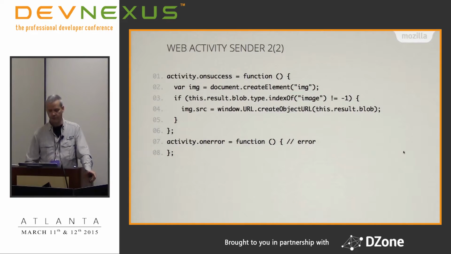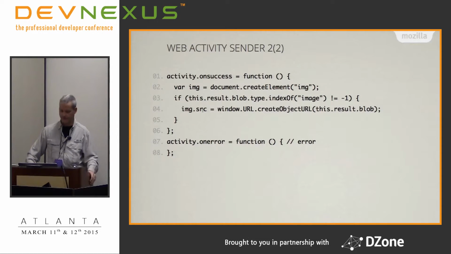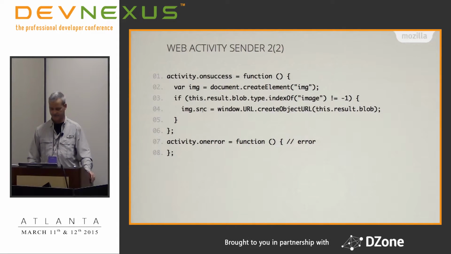And then in your code for your app, once that pick activity comes back, you have to do something with it. In this particular case, I check to see if it's an image first or a blob, and I just create an image source and shove the results into it. So it adds an image to my web app. And I'm going to show an example of that in just a second.